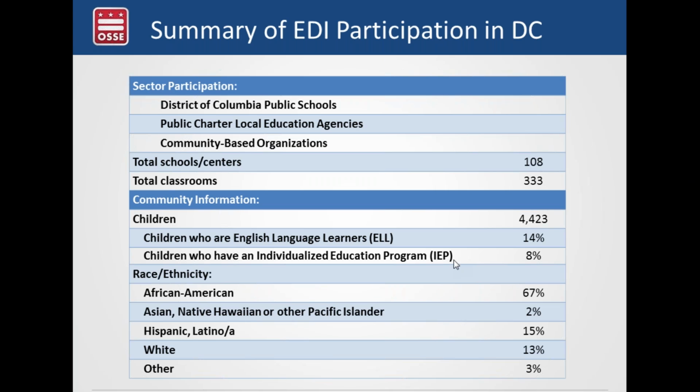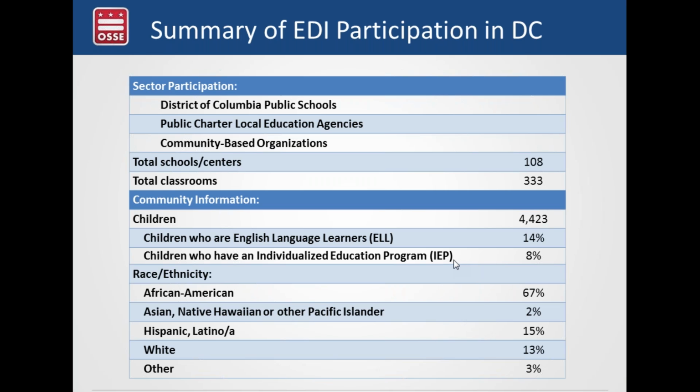So as I'm chattering on, maybe you looked at this slide. This is just some of the basic demographics from the data that we collected last year. There were over 100 schools that participated, over 300 classrooms. This did represent a little over 4,400 children. And you can see some of the other things.